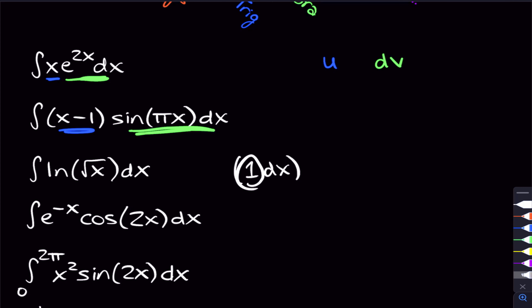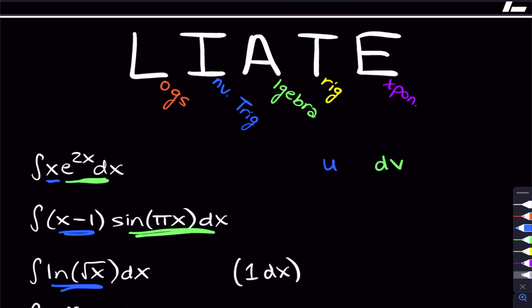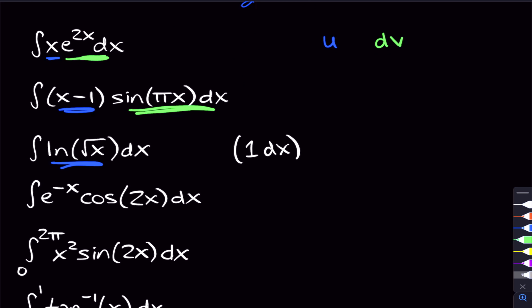And 1, you're going to consider that as being algebra. So in that case, your u is natural log of the square root of x, right? Because that's a log and that comes before algebra. And your dv will just be 1 dx, which is the dx there.